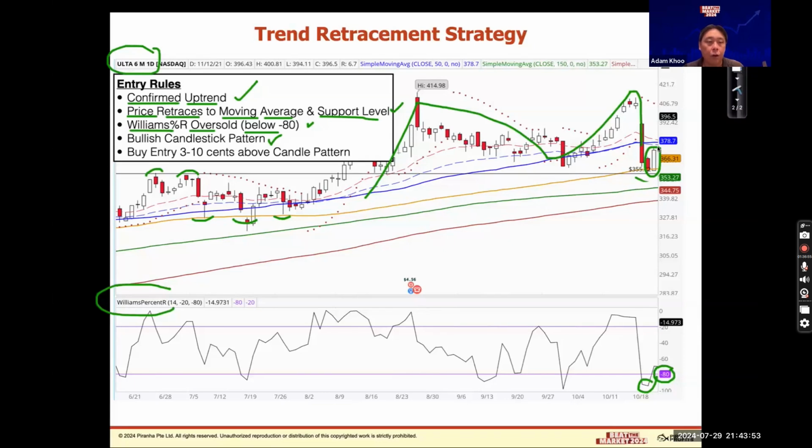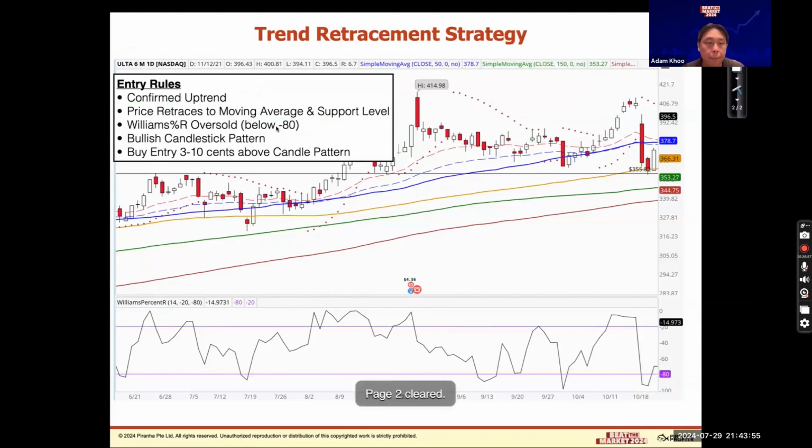So once I have all these rules met, then I will buy. I will enter the trade roughly 3 cents to 10 cents above the candle pattern. So I could place a buy order just above this candle pattern. So in this case, it's 373.80. So that is where I place the buy order.